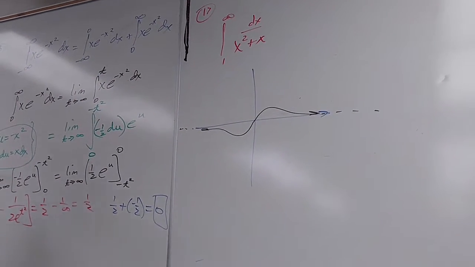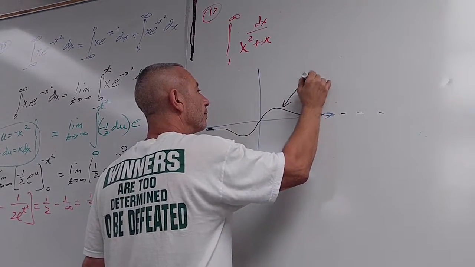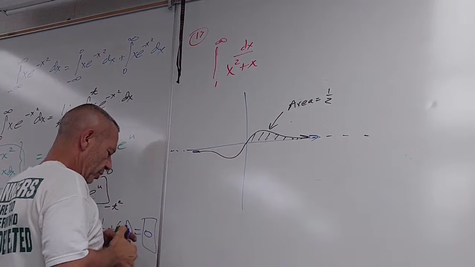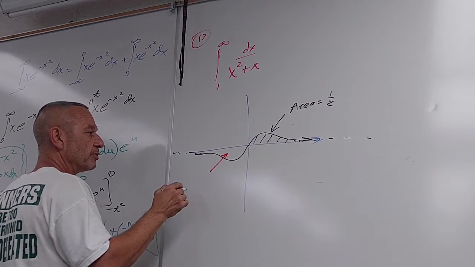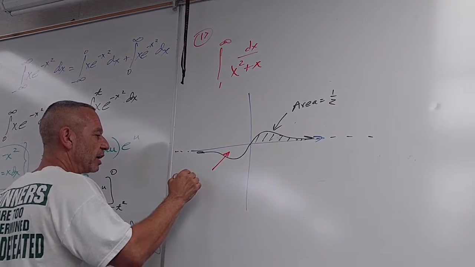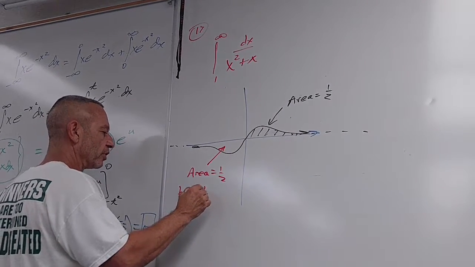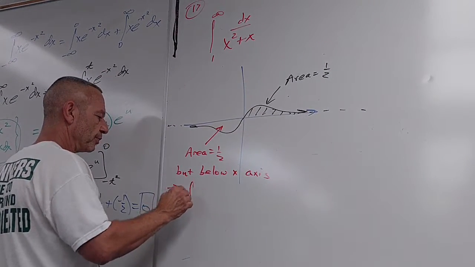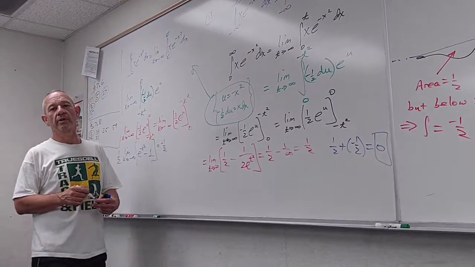One of them comes out with a finite area of 1/2. And this one, since it's below the axis, this integral comes out to be the area is 1/2. But since it's below the x-axis, the integral will equal minus 1/2. So when I add the two integrals together, they cancel.